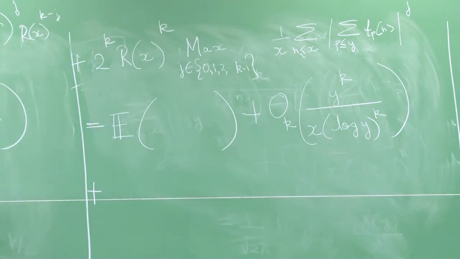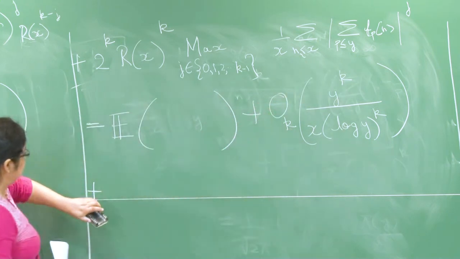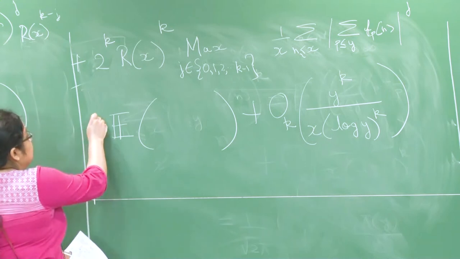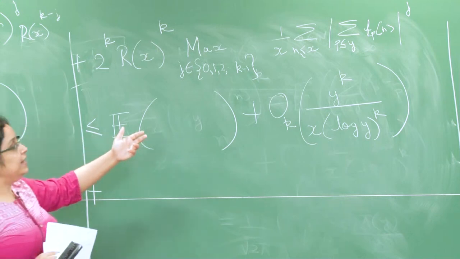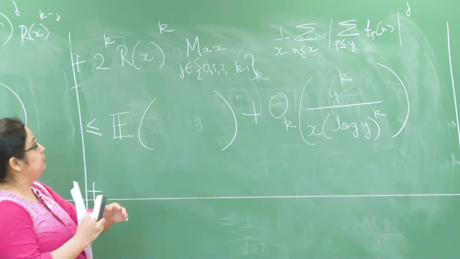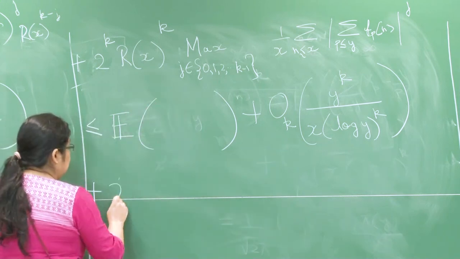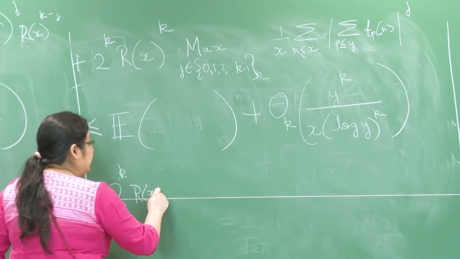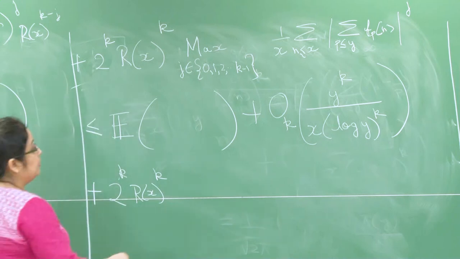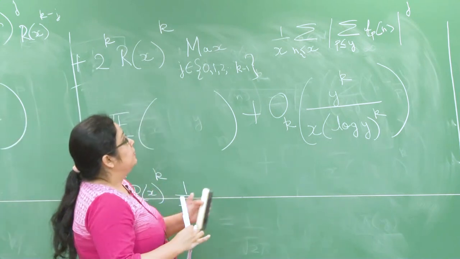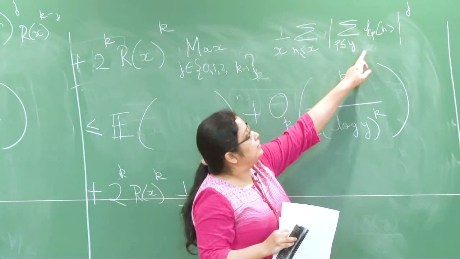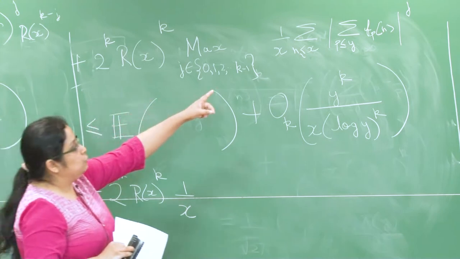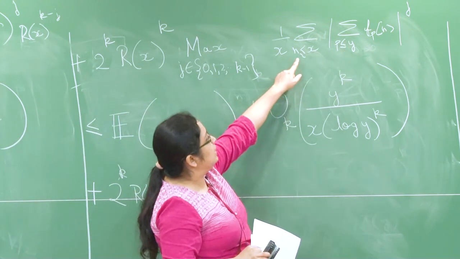Now, here what I do is, I further bound this above by suitable quantities. So, again, let me make this less than or equal to. And typically, when you see double sums, one technique that gets very commonly used in analytic number theory is just the Cauchy-Schwarz inequality. So, what do we do here? You have 2 raised to the k times r of x raised to the k times 1 over x, times the summation over n less than or equal to x of 1 times this term, let's call this sum g of n.